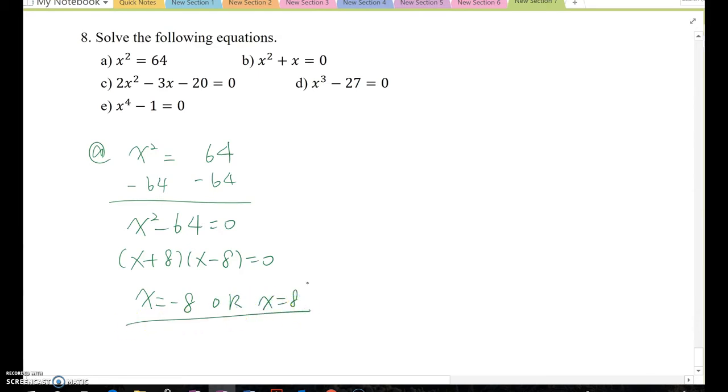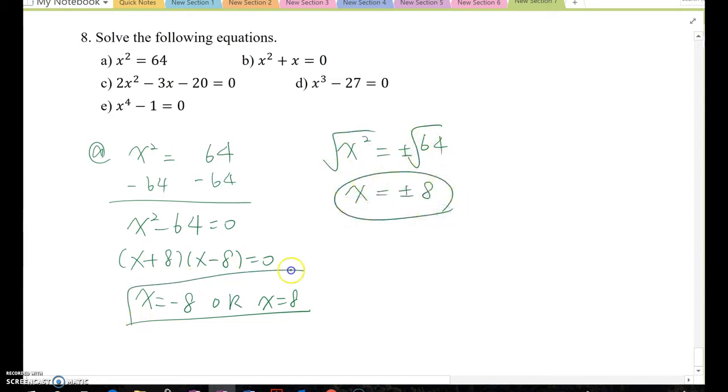Also, you can utilize the square root method. From x squared equal to 64, you can take the square root of both sides, but don't forget plus and minus here. So x equal to plus and minus 8 as well. Okay, so A answer will be negative 8 or 8.